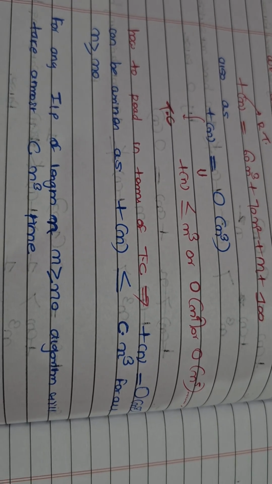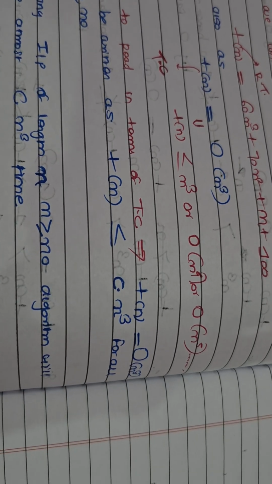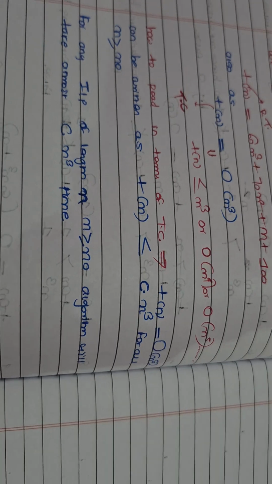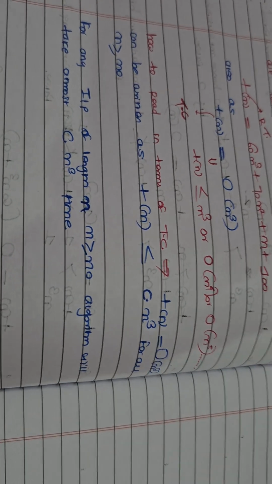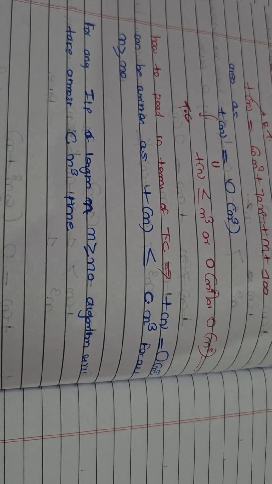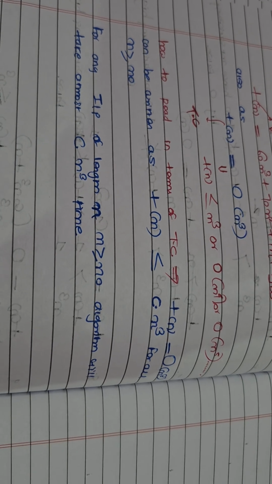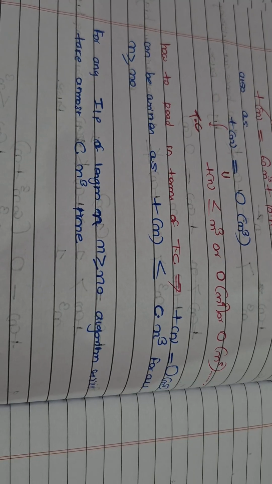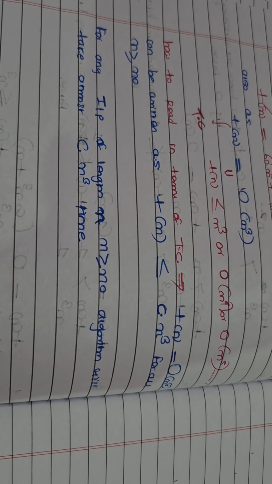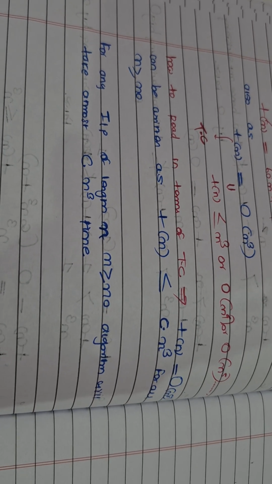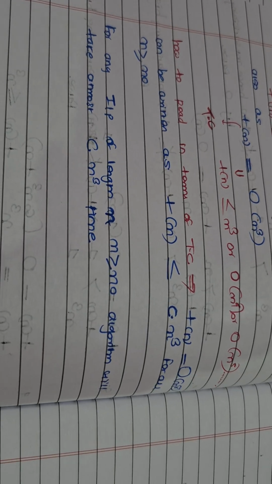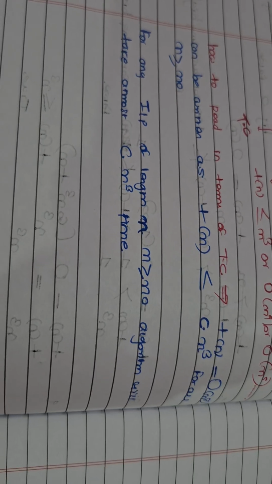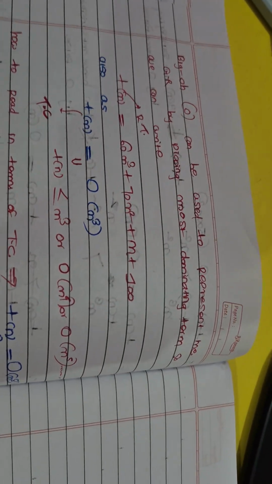How to read this in terms of time complexity: T of n equal to big O of n cube can be written as T of n less than or equal to C dot n cube for all n greater than or equal to n naught. For any input of length n greater than or equal to n naught, the algorithm will take at most C dot n cube time. So this is a conclusion that we can draw in terms of big O, like time complexity and running time in terms of growth rate.